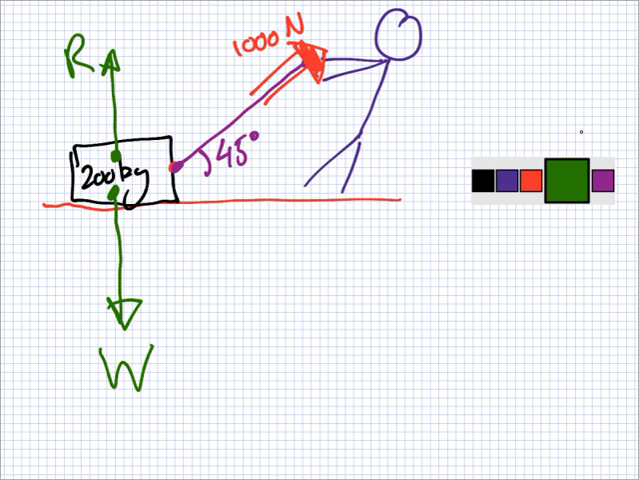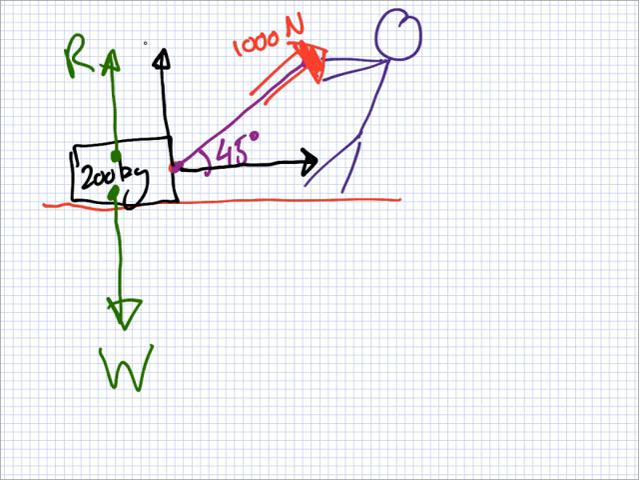Okay, so what's a little bit different here? What will I have to do differently to calculate the R? What do you think? Something to do with the angle. Any ideas? Yeah. I'm going to need to change it into two components. So this one is 1000 sine 45, and this one is 1000 cos 45.